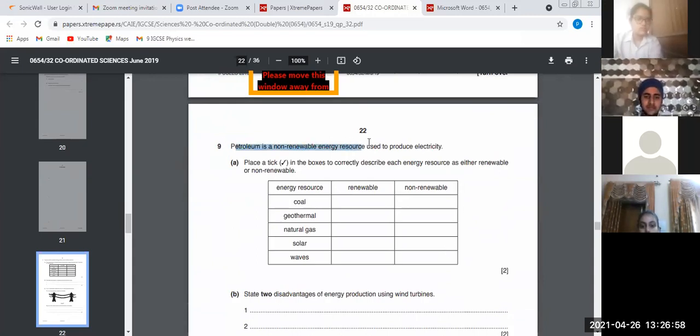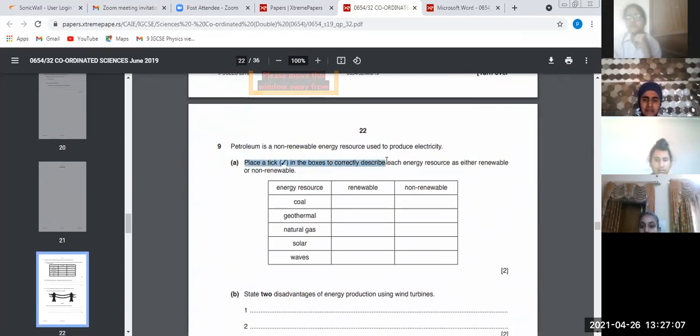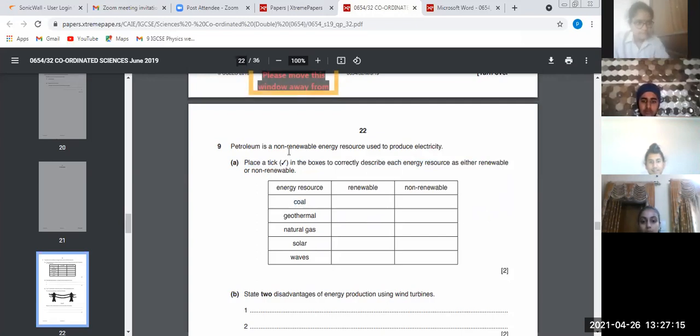Petroleum is a non-renewable energy resource used to produce electricity. Place a tick in the boxes to correctly describe each energy resource as renewable, non-renewable. चलिए, सबसे पहले coal. Is it non-renewable or renewable? हाँ जी Vardha जी.